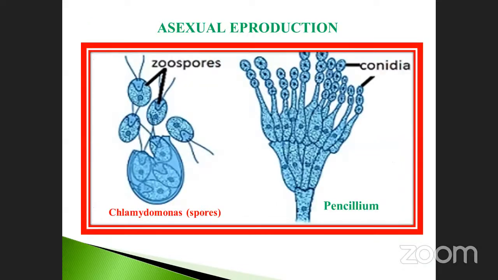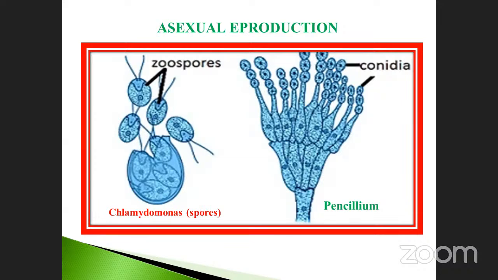See, this is the diagrammatic representation. Asexual reproduction: here Chlamydomonas is given, which is biflagellated, so it can easily move from one place to another. This is also a small spore with motile nature. That's why it is called zoospore. Here the Penicillium structure is given. Penicillium is a fungus, isn't it?